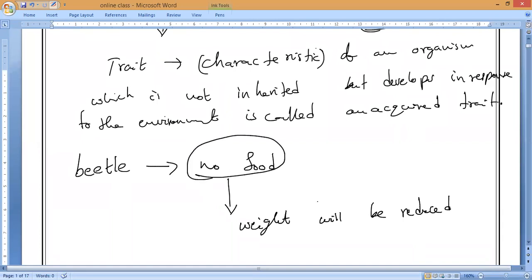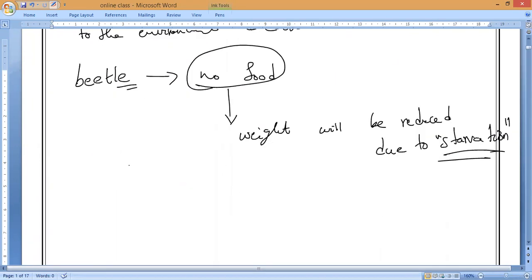So what is happening? Weight will be reduced, and due to what? Starvation. So starvation means what? Lack of nutrition or lack of food. We call it starvation. So due to starvation, the weight of the beetle will keep on reducing. So this low weight, is it coming from the genes? Suppose now because of no food the weight reduces, so finally it becomes low weight.